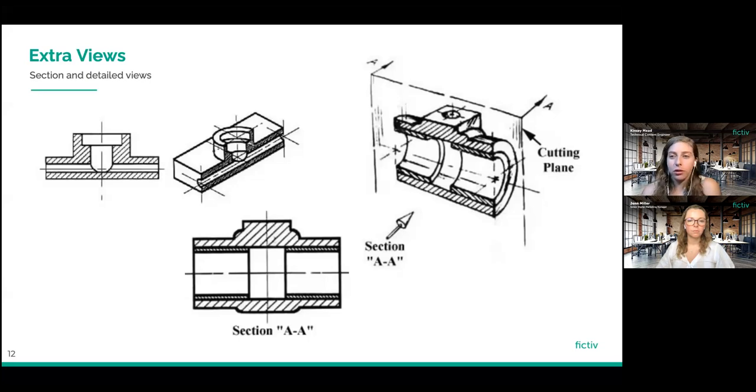So section views are going to be a very good addition to your part if you have a lot of internal features. Detailed views are also very useful for seeing those small, complex areas that have a lot of details. So you can zoom in on that part and more easily dimension and annotate those views.